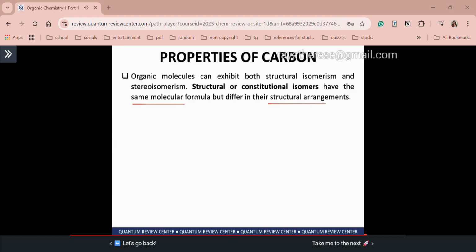So usually, class, the constitutional isomers in your organic compounds are made through branching. Okay? So of course, if we do branching, you will have different physical properties of compounds. Sir, can you give an example so the discussion is clear? Okay, let's take pentane as an example.